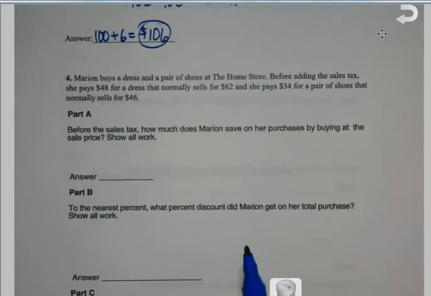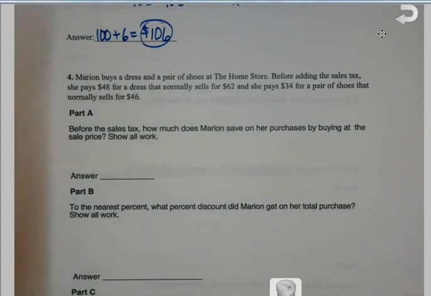All right. Marion got herself a dress and a pair of shoes at the home store. There's the name for the store. Before adding sales tax, she paid $48 for a dress that normally sells for $62, and she paid $34 for a pair of shoes that normally sell for $46. Before the sales tax, how much did Marion save on her purchases by buying at the sale price?